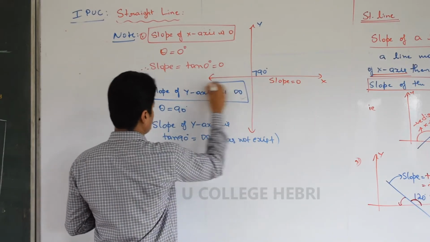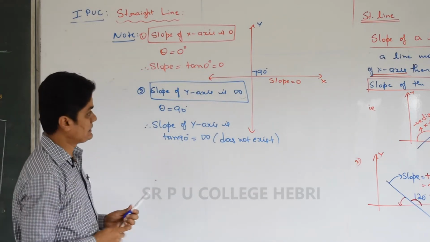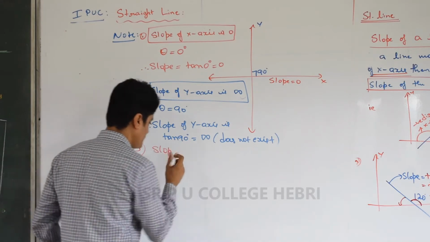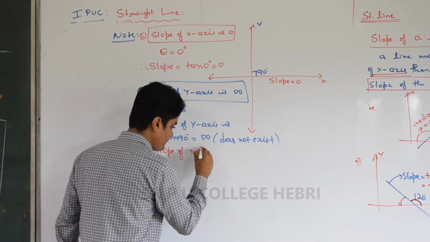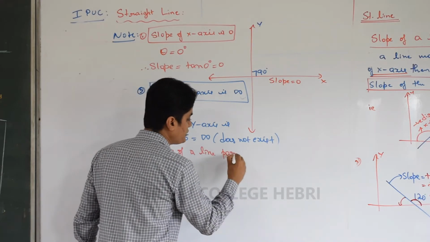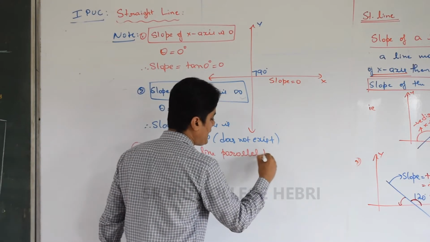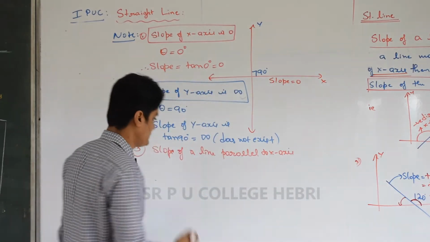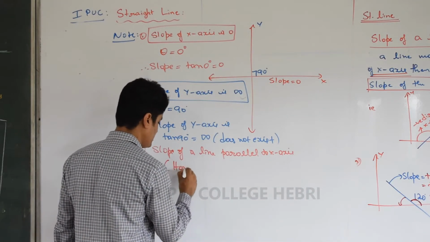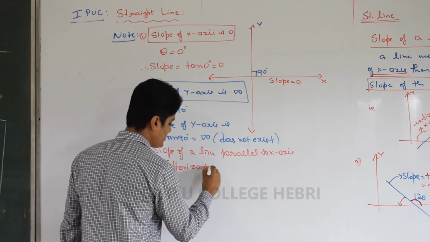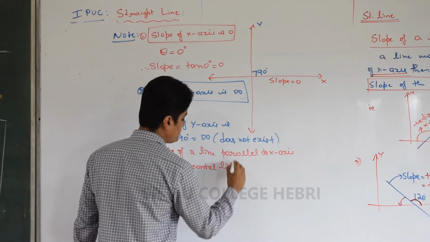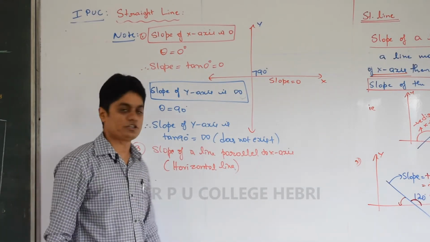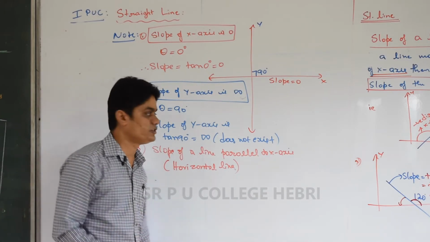One more piece of information. Third one: the slope of a line parallel to the x-axis. A line which is parallel to the x-axis is known as a horizontal line. What may be the slope of a horizontal line, or a line parallel to the x-axis?